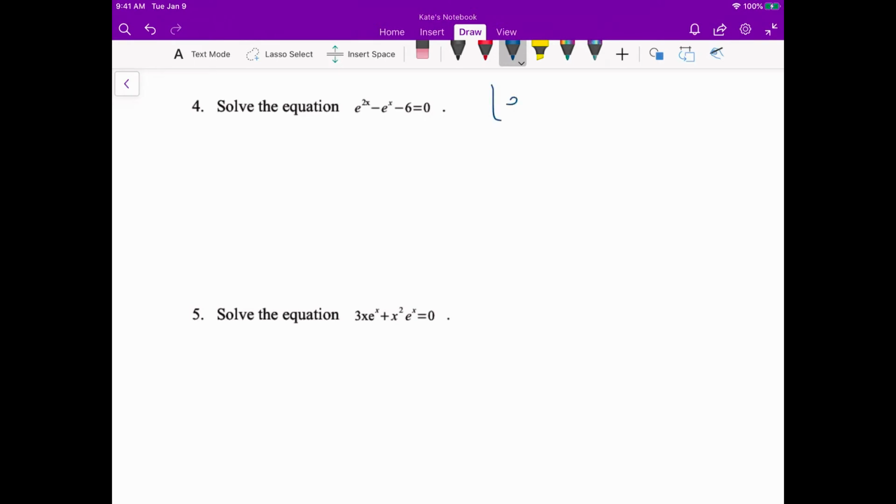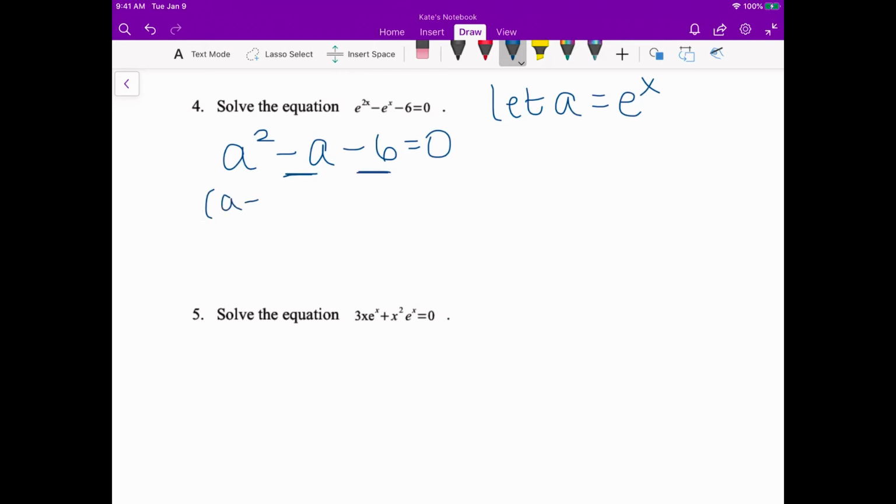We're going to go ahead and let a equal e to the x. If I do that, because this first one is e to the 2x, this would end up being a squared minus a, because e to the x we're saying is a, minus 6 equals 0. Then from here, I factor. I'm looking for two numbers that'll multiply to equal -6 and add to equal -1. And those two numbers are going to be -3 and +2.